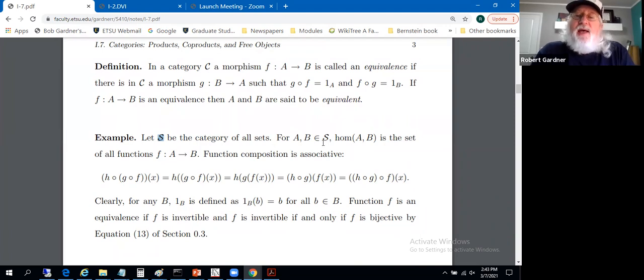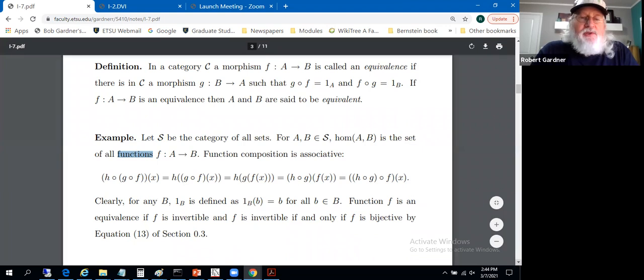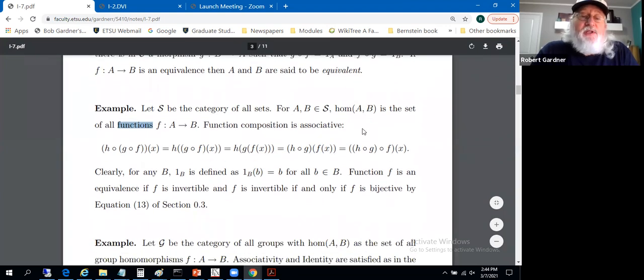For A and B in S, Hom AB, take it to be the set of all functions F mapping A to B. Okay, I can define functions on sets. Morphisms are, in general, a different kind of object, but here we're talking sets, and here we're taking the morphisms as functions. Function composition is associative. You know, function composition on sets is associative. So we've got the associativity.